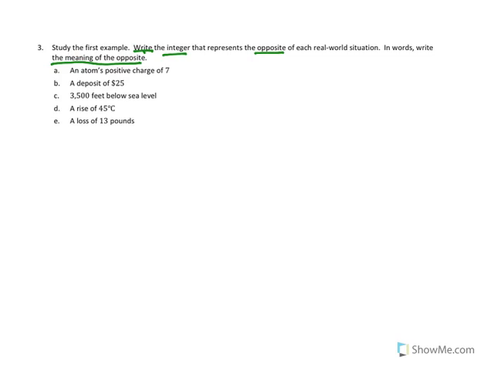So let's start with A. A says an atom's positive charge of 7. So the opposite, first off, would be -7, because the opposite of positive is negative. And then what that means is the atom's negative charge of 7. Okay? You may not have known atoms, that's why I did that one for you. But the next ones you should be able to do, no problem.